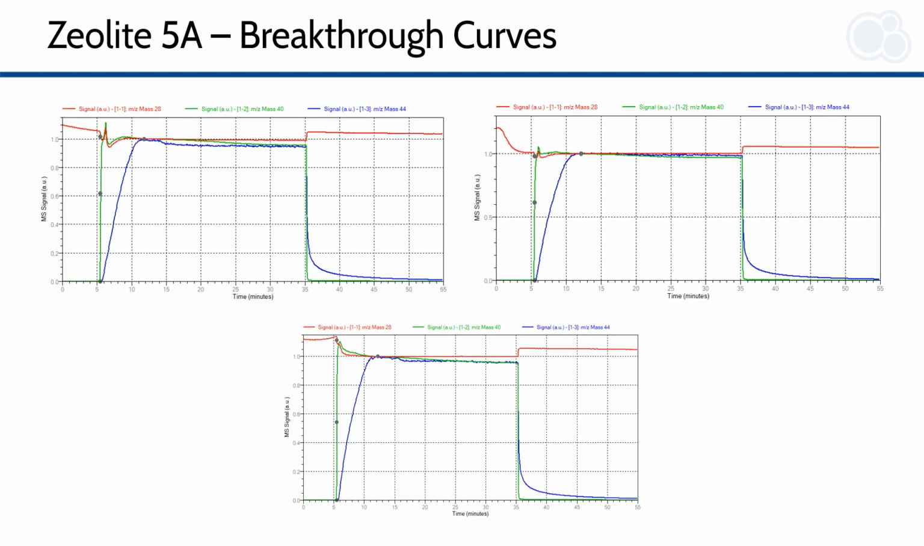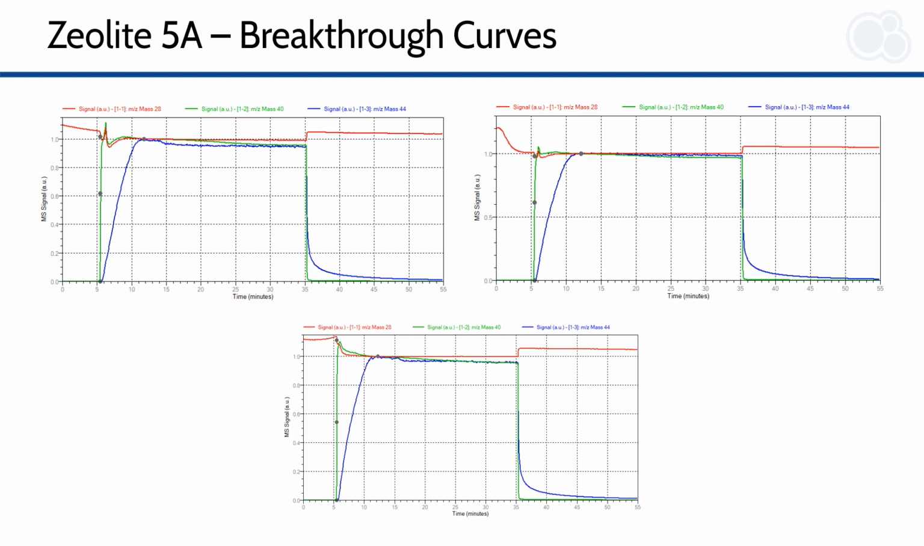So shown here are some breakthrough curves for our zeolite 5A. There's a triplicate data set here for the zeolite 5A breakthrough curve showing the adsorption and then later the desorption. And we can clearly see here that both on adsorption and desorption, our mass 40 for our argon has a very sharp, steep incline at the beginning, and then a sharp drop at 35 minutes, where we shut off our breakthrough experiment.